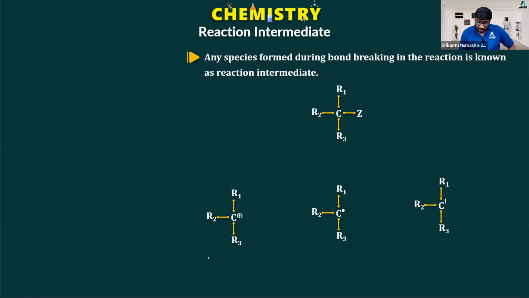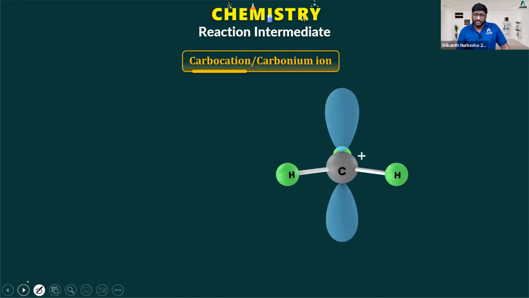Yes or no? This is carbocation. This is a free radical, and this is carbanion, where the negative charge is present on that particular carbon. So let us look at these intermediates at the basic level. Then upon introduction of electronic effects, we'll study the stabilities of all the intermediates as well.